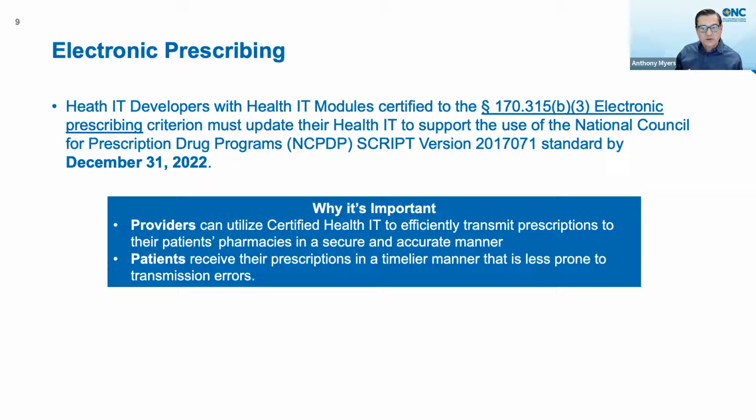Electronic prescribing. This refers to the b3 criterion. Health IT developers certified to b3 must update and now support the National Council for Prescription Drug Programs, or NCPDP, SCRIPT version 2017071 standard by December 31st. This new standard for electronic prescribing equips certified health IT modules with the ability to reliably transmit medication orders. As a result, healthcare providers can utilize certified health IT to transmit prescriptions to their patients' pharmacies securely and accurately. So why is this important? Well, on the provider side, as I just stated, they can efficiently transmit prescriptions to their patients' pharmacies. And on the patient side, they can receive their prescriptions in a timely manner and, importantly, less prone to transmission errors. Next slide, please.